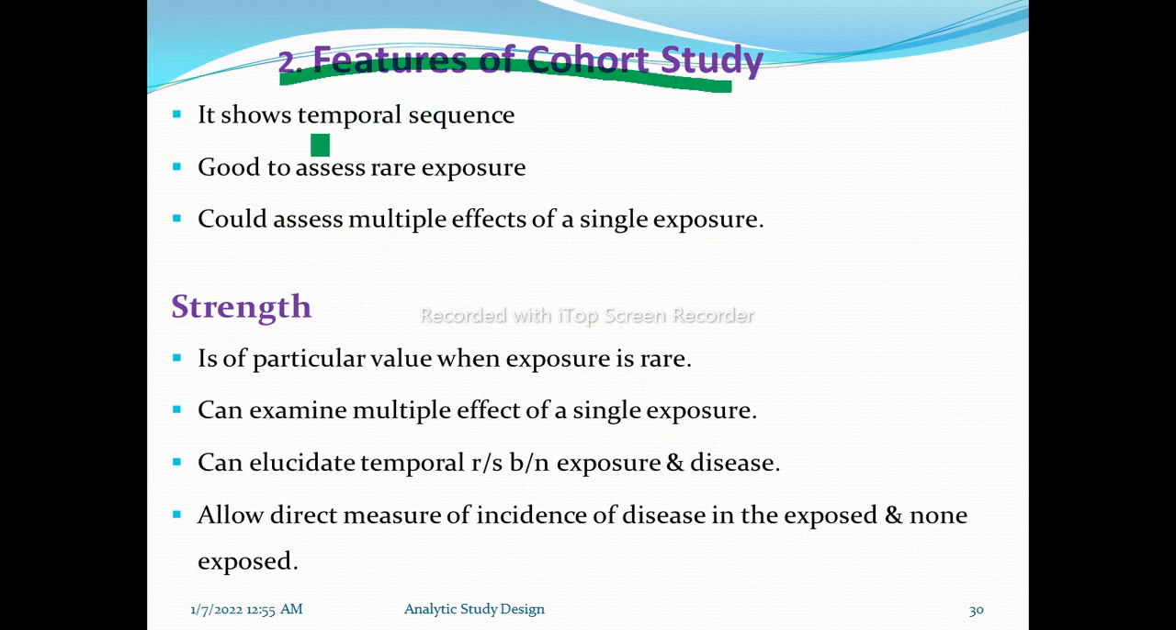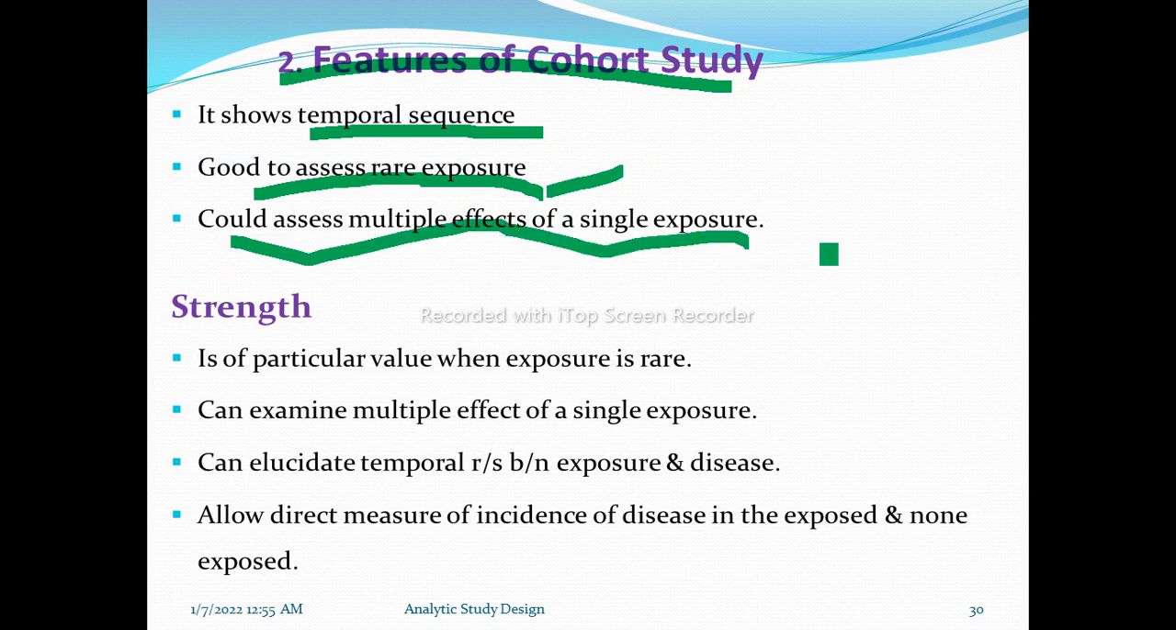An important characteristic of a cohort study is that it shows temporal sequence. That means there are exposures or risk factors, and then the risk factors will show the disease outcome. Because of the follow-up, it shows temporal sequence. So it is good to assess rare exposure. Rare exposure is assessed in cohort study. Rare exposure is not suitable for case control study but suitable for cohort study. It could assess multiple effects for a single exposure.